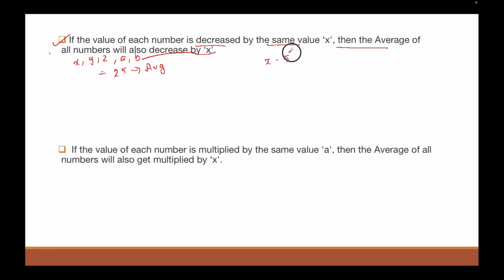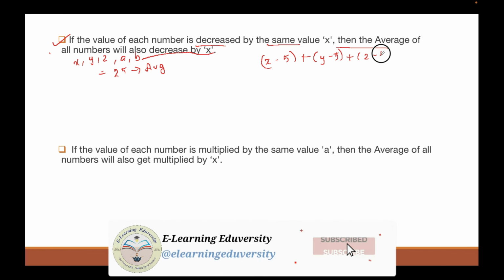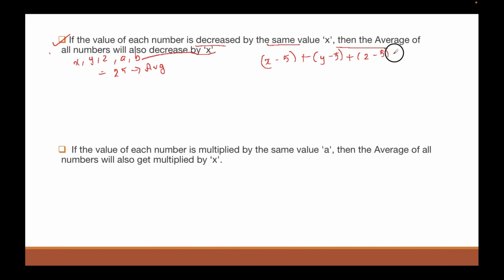So x minus 5. I am calculating the sum of all those numbers. So x minus 5 plus y minus 5 plus z minus 5 plus a minus 5 plus b minus 5 equal to, to calculate the sum. So what is the sum? Sum is x plus y plus z plus a plus b, and the average was 25, so 25 into 5 is 125. So I am writing 25 into 5 first, that is the sum of the 5 numbers x plus y plus z plus a plus b.